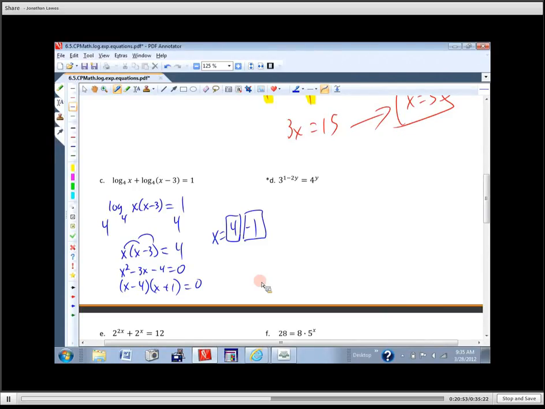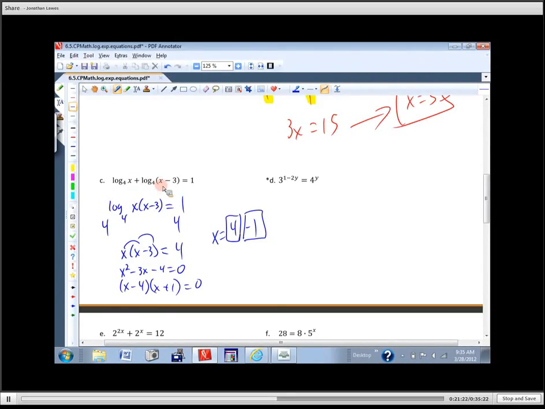Do they both work? I see some shaking heads yes, and I see some shaking heads no. The no's are correct. Okay? Tatum, can you tell us why one of these answers doesn't work? You can't do the log of a negative. So the 4 works just fine. If I put a 4 here, that's log base 4 of 4. I can find that.